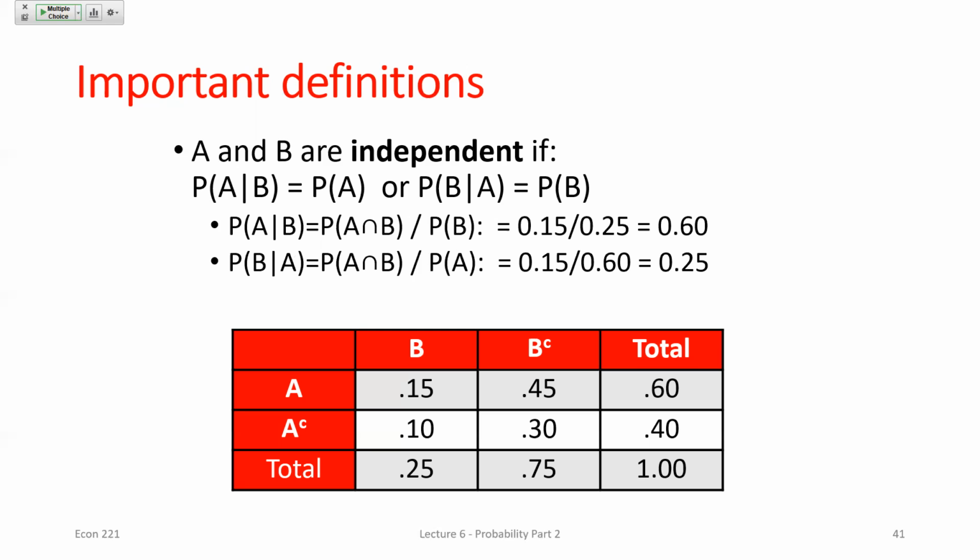So what's the intersection of A and B? You just said over there it was 0.15. What's the probability of A? 0.6. Probability of B, 0.25. And sure enough, these end up working out to be the exact same value as well.